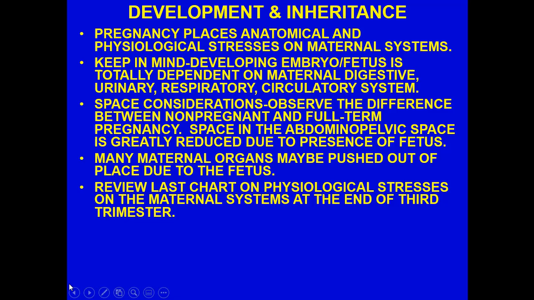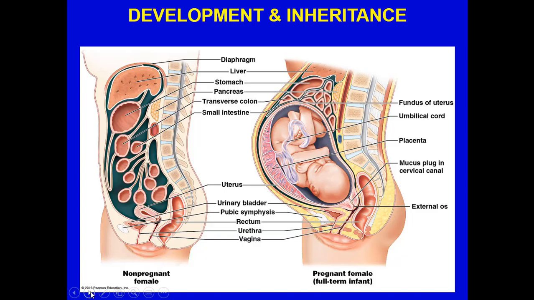Here we have this nice, happy lady who's pregnant and much further down the road. Notice if we have a non-pregnant female. Here is where the uterus is. Here is where the bladder is. Here is where the rectum is. And then you have the various parts of the small intestine and large intestine that are attached to the various mesenteries, etc. Stomach's up here, liver's up here.